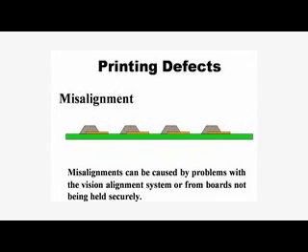Misalignment is another common problem with printing. Misalignments can be caused by problems with the vision alignment system or from boards that are not being held securely during the printing process.